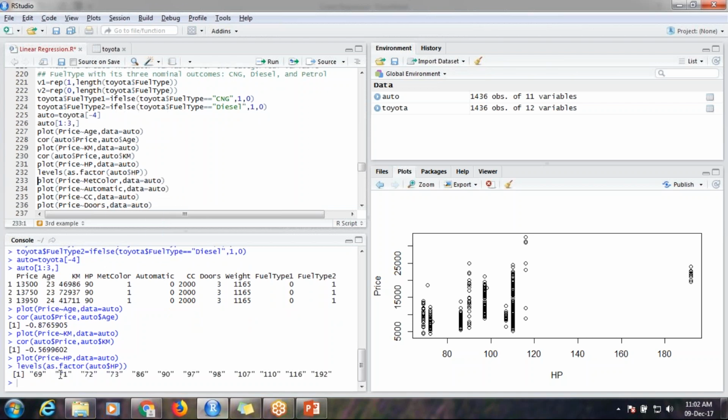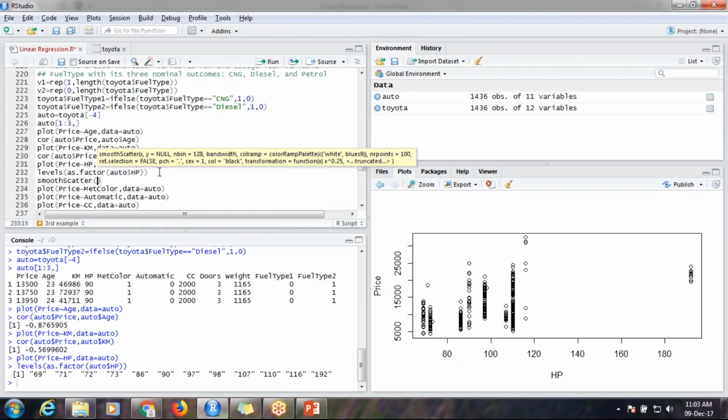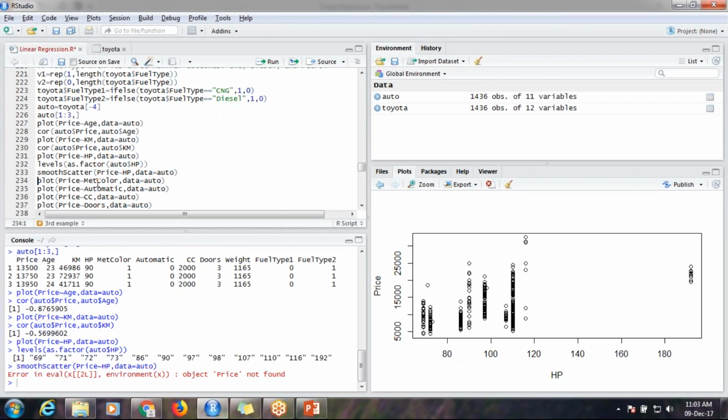so here I have only a few levels. It starts with 69, then 71, 72. So you see, it's not a continuous variable. It is a kind of factor. But still, I'd say a better method to look at it would be a smooth scatter plot. So it will show me the density, where it is more placed and where it is less.